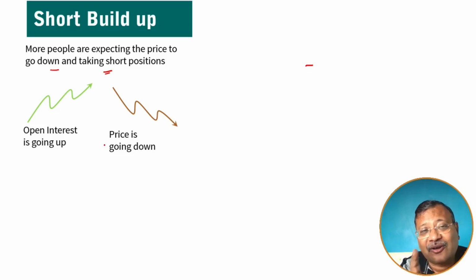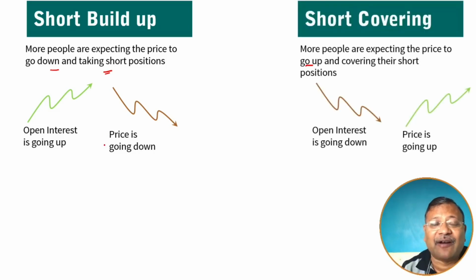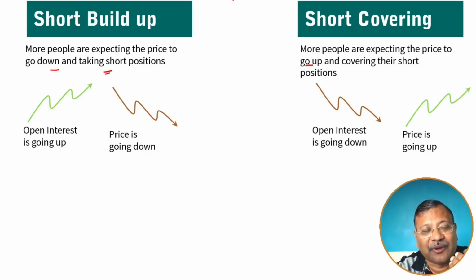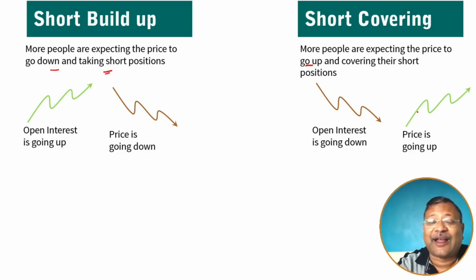The corollary to this is short covering. Short covering happens when the people who had originally taken short positions now cover up. How is this identified? You'll find that open interest is going down, because people who had originally taken positions are now squaring off their positions. So the change in open interest will be negative. And the price will go up because people who had originally sold are now covering up, meaning they are going to buy now. So the price is going to go up.